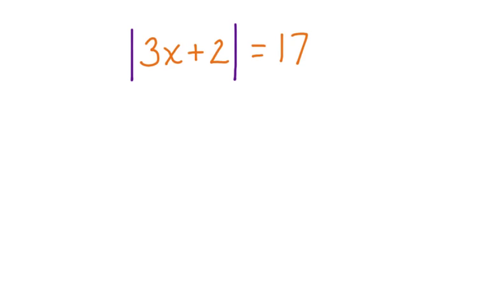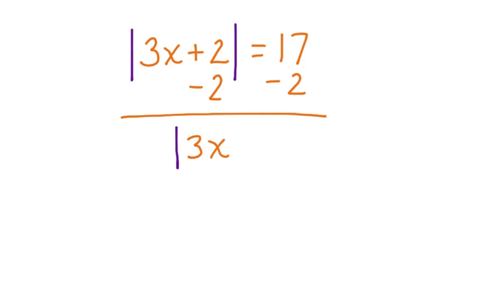The absolute value of 3x plus 2 is equal to 17. Now let's solve this again, just like we did on the other screen. Subtract 2 from both sides. Bring down everything we haven't worked with yet. The absolute value of 3x is still left. 17 take away 2 is 15. Now, solve it like a one-step equation. Divide both sides by 3.